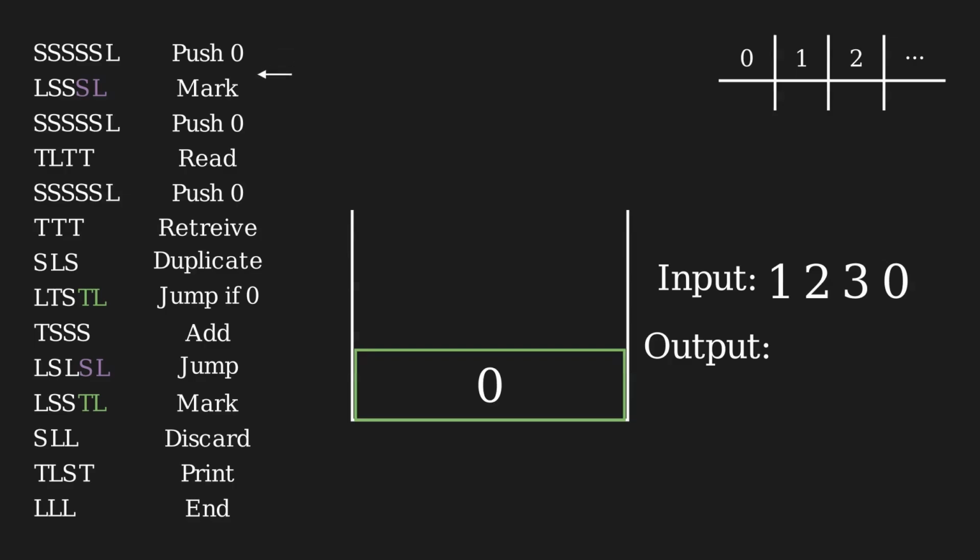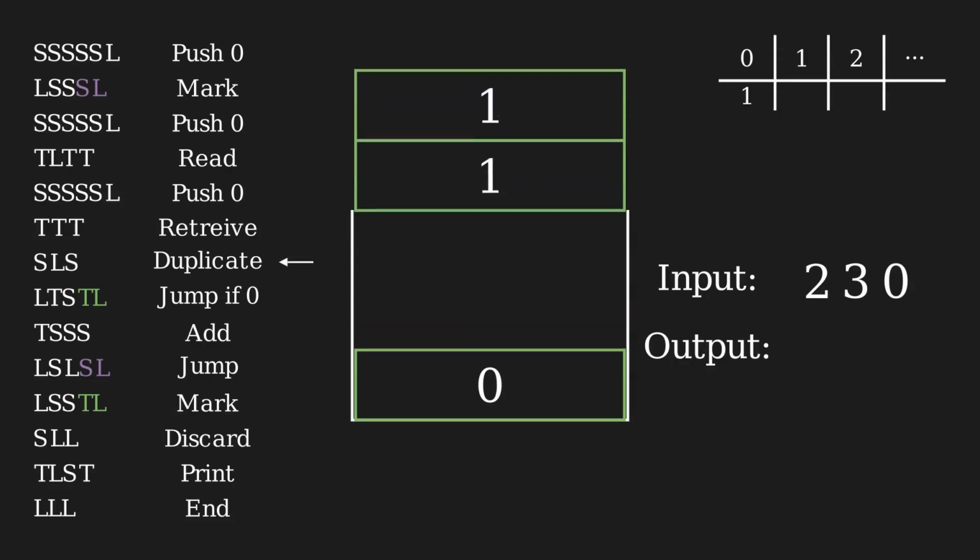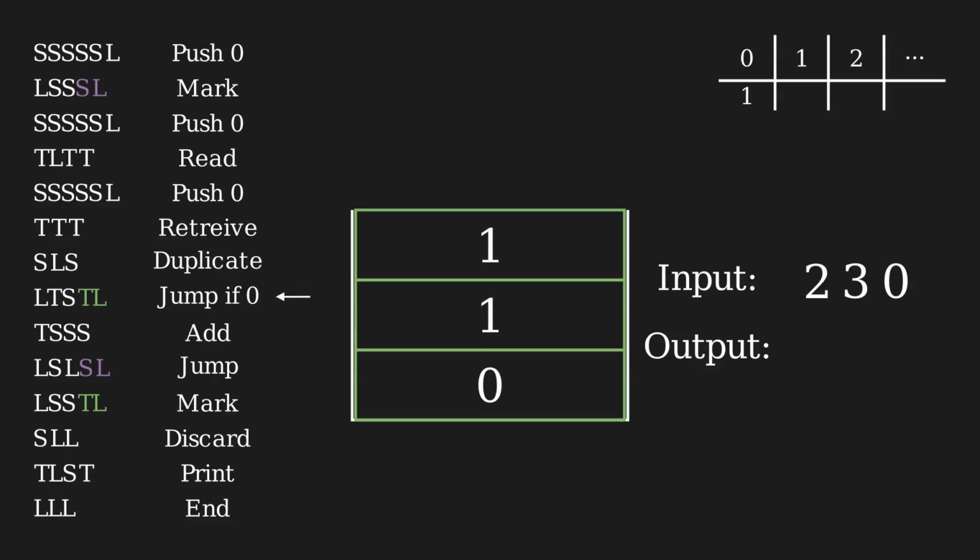The mark command creates a label SL, which can later be used as a jump target. Then the push, read, push, retrieve sequence reads the next input number onto the stack, just like in the previous program. The number is duplicated next. Duplication is needed because the following jump if 0 command consumes it.